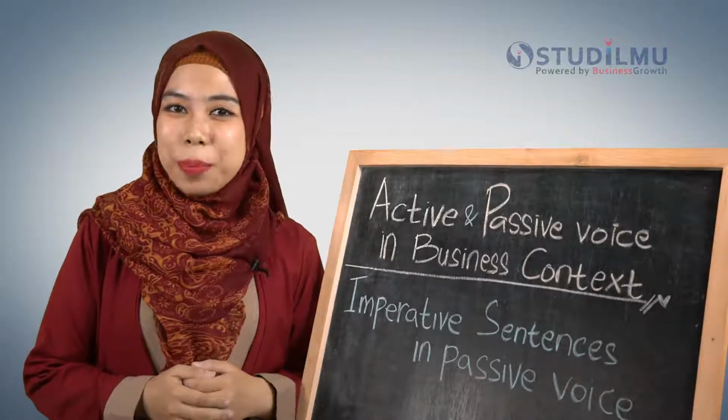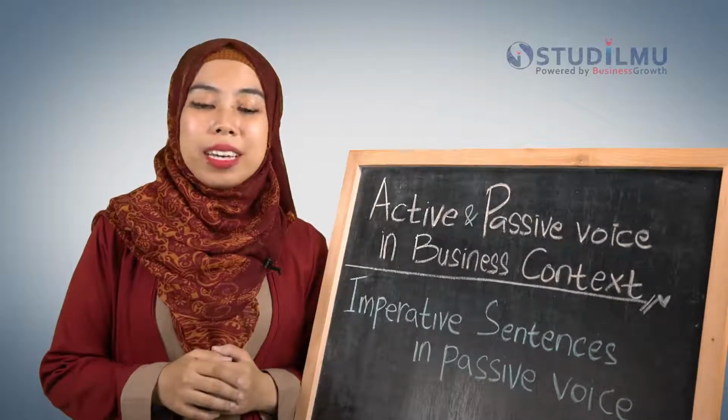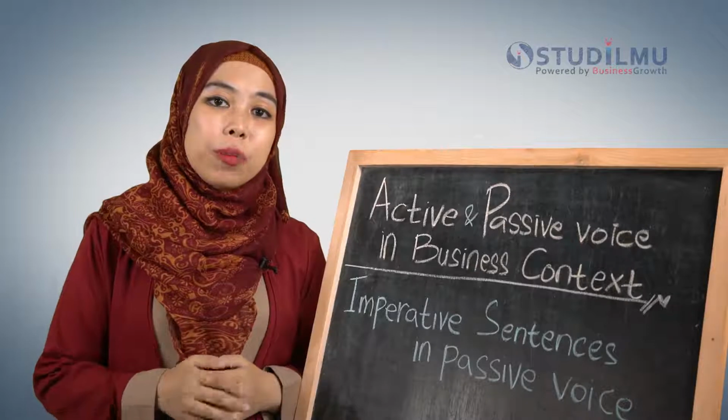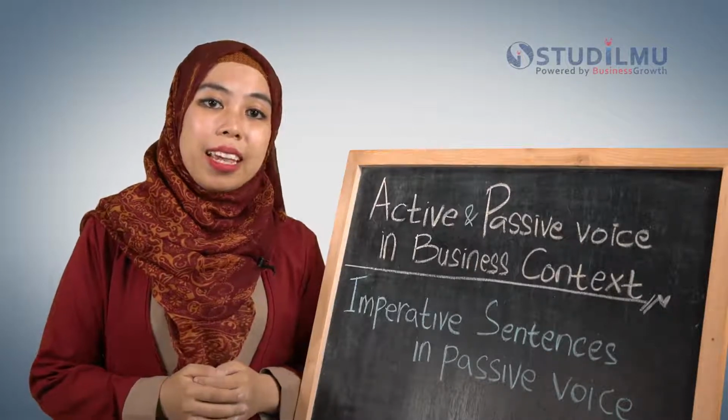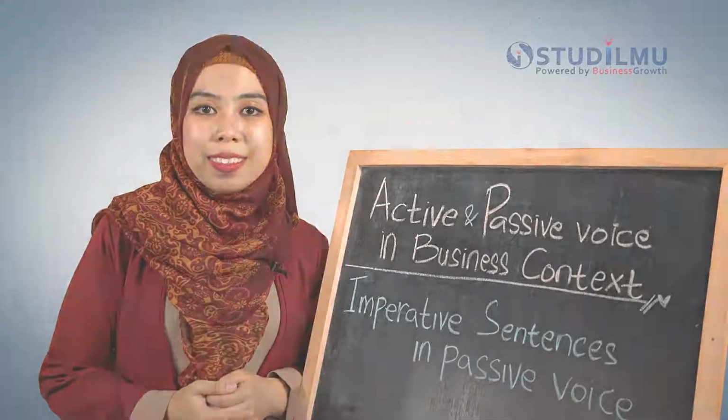And the last example is: collect the questionnaires. The passive voice becomes: let the questionnaires be collected. As you can see from those 3 sentences, they have the words let and be in the passive voices.